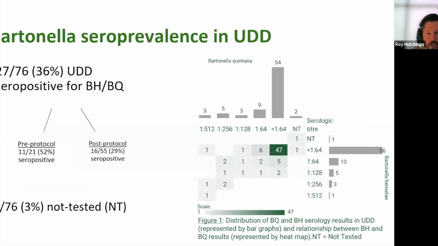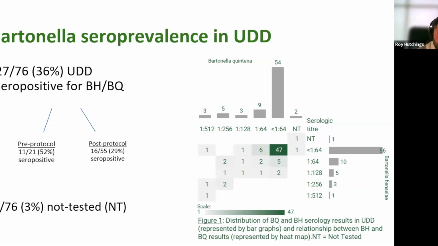So we're going to start by looking at the donors. There were 27 of those 76 donors, or 36% overall, pre and post, that were seropositive for Bartonella henselae or quintana, which is pretty high and similar to the previous study. Pre-protocol, that's 52%, and post-protocol, that's 29%, which shows that it's still quite prevalent in the post-protocol period.